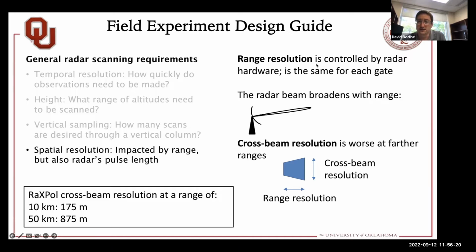The range resolution is controlled by the radar hardware, so it's the same for each gate. It's usually pretty easy to get really good range resolution. It's usually a lot harder to get good cross-beam resolution.